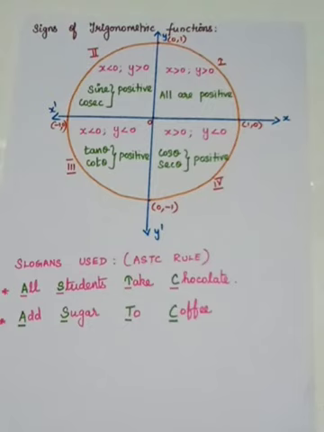So again I am saying, in the first quadrant all the trigonometry functions are positive. In the second quadrant sine and cosecant are positive. In the third quadrant tan and cot are positive. In the fourth quadrant cos theta and secant theta are positive.